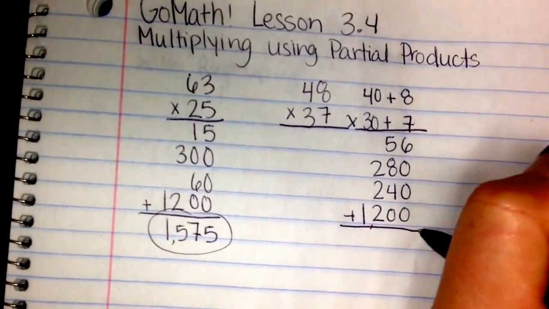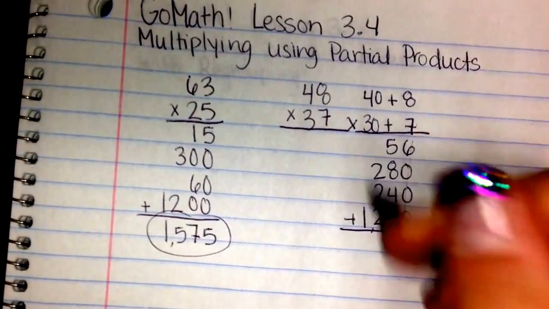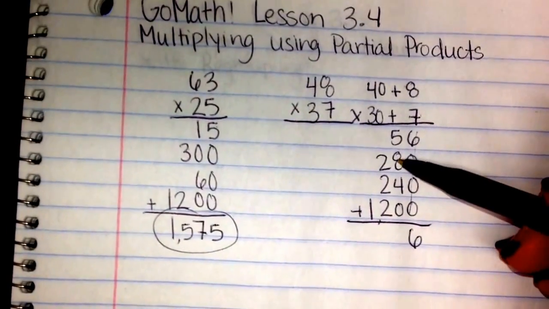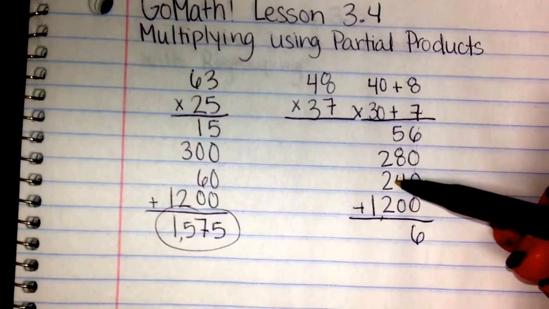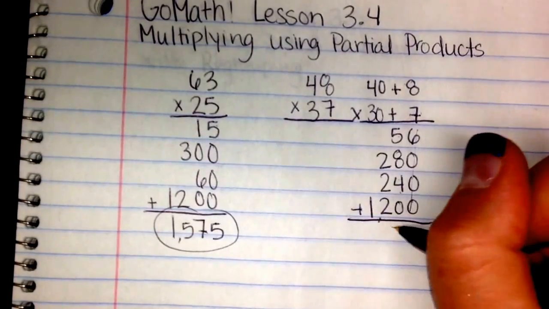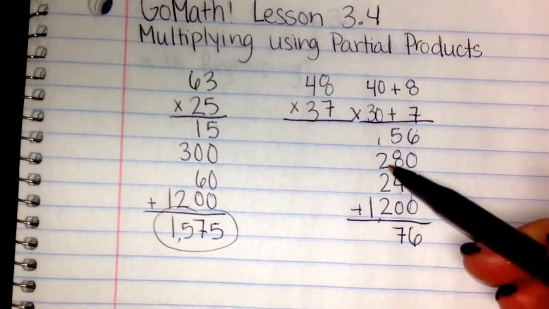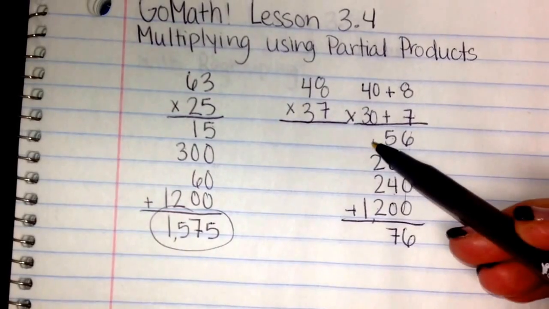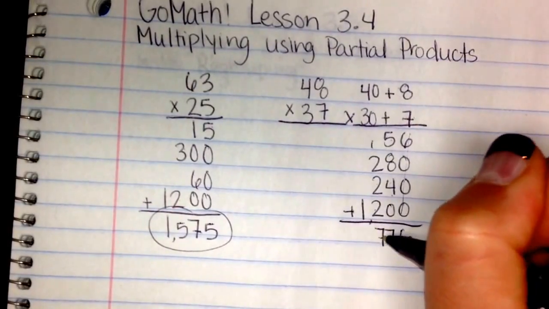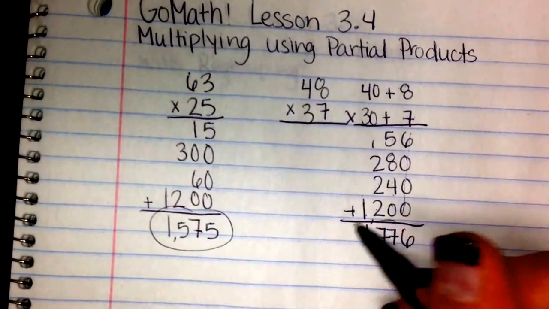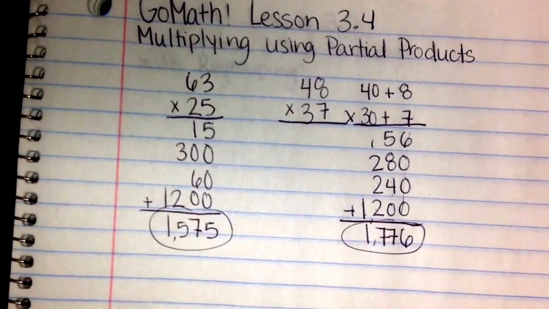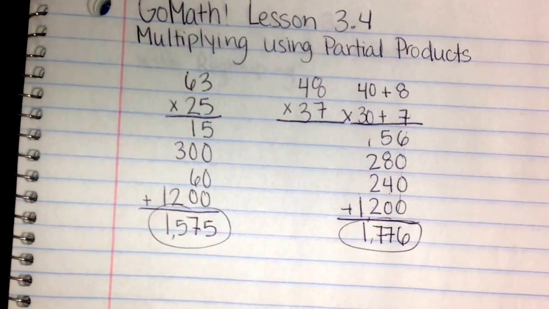Now I add all of these up. 6 plus all these zeros is 6. 8 plus 5 is 13, plus 4 more is 14, 15, 16, 17. 2, 4, 6 plus 1 more is 7. And 1 plus nothing is 1. So my answer is 1,776. And that is how we multiply using partial products.